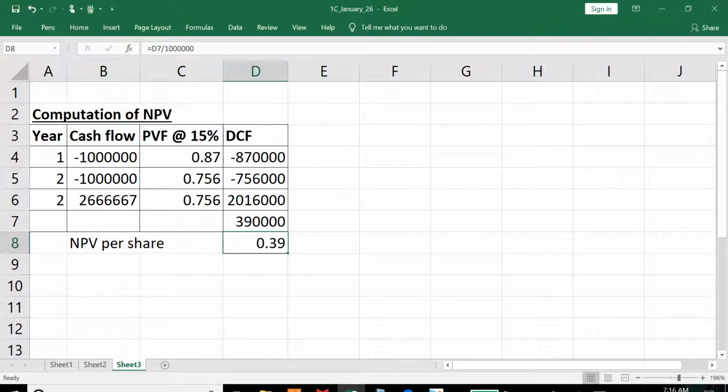And hence share price will go up by 0.39 per share.